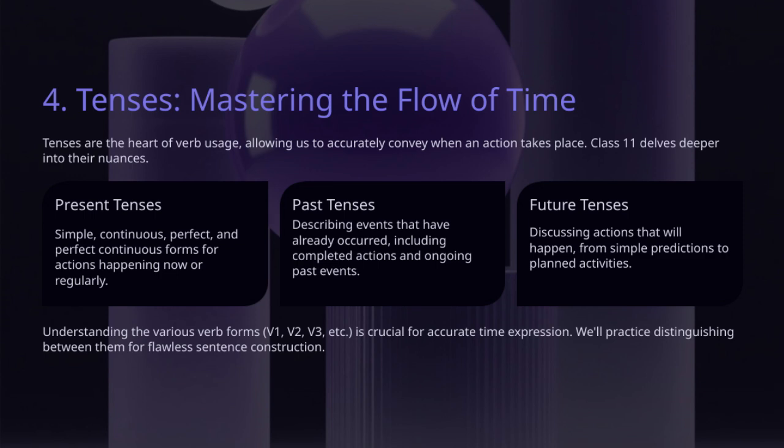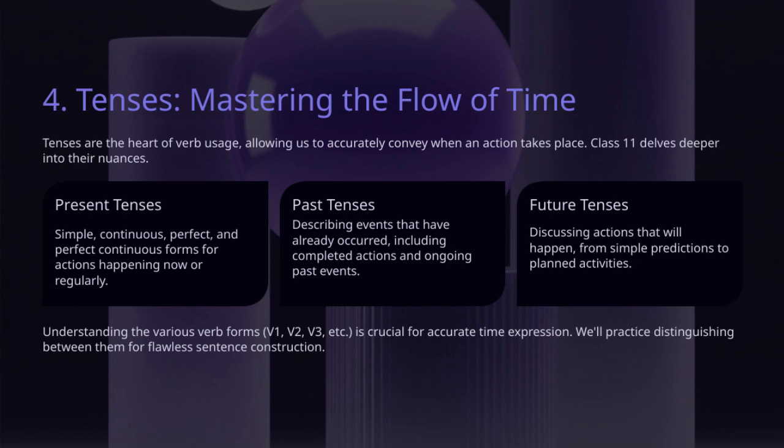Next, we need to understand the different verb forms, V1, V2, V3, and so on. Recognizing these forms is essential for accurate time expression and for constructing correct sentences. We'll practice distinguishing between them so that our sentences sound natural and correct.